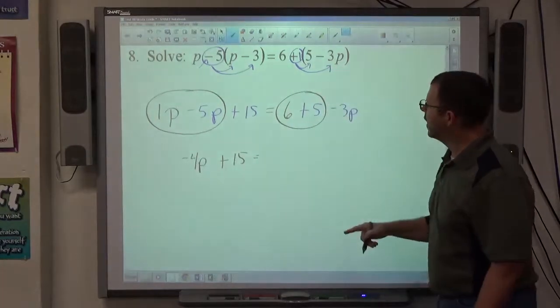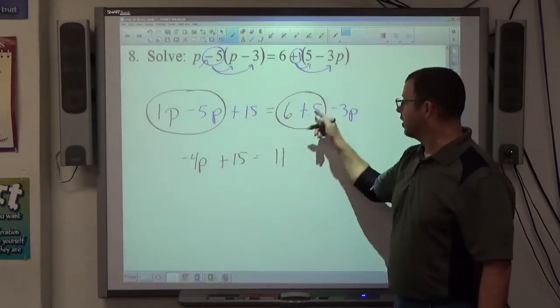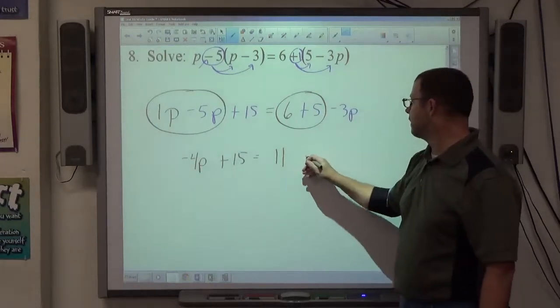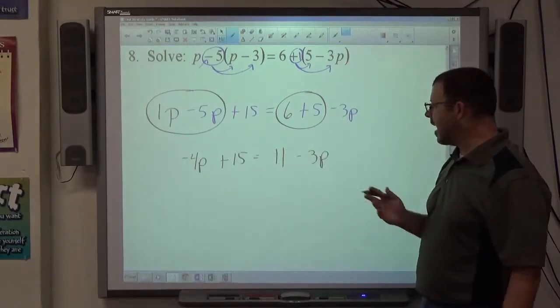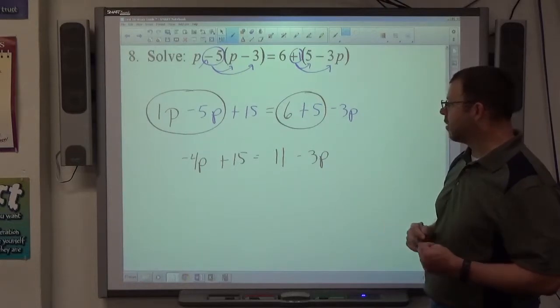15 just comes along for the ride. Over here 6 and 5 is 11. Addition because the signs are the same, positive because 6 is bigger. And now I'm at a point where I've got letters on both sides, numbers on both sides.